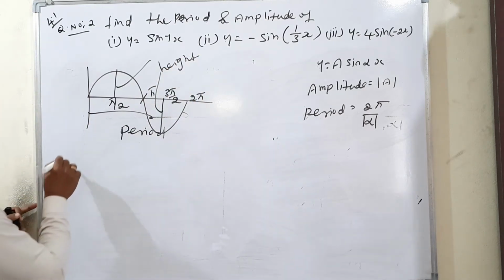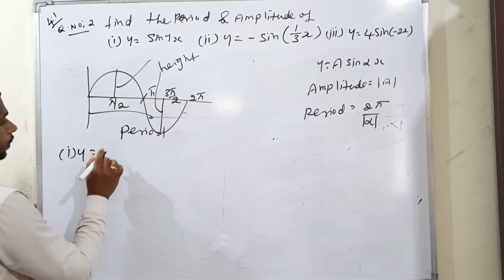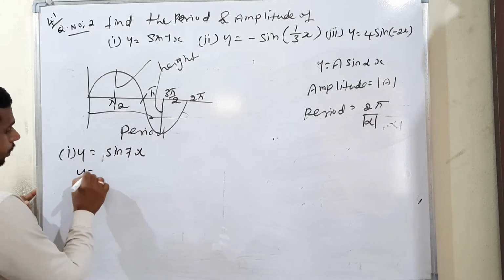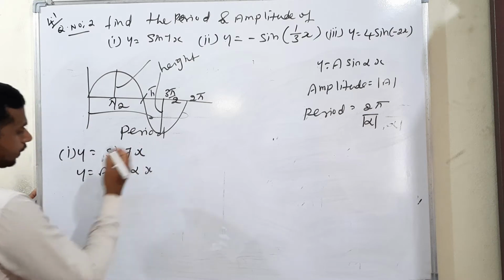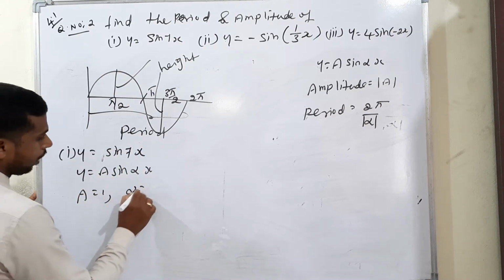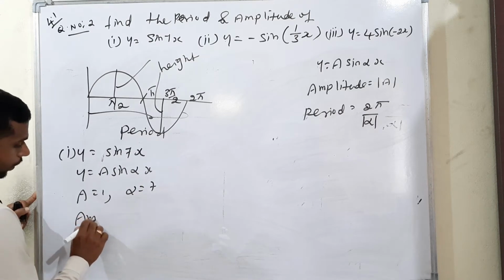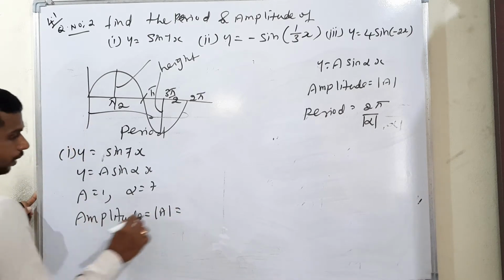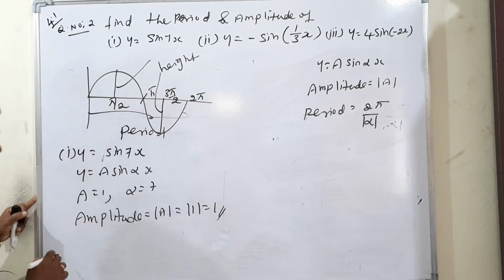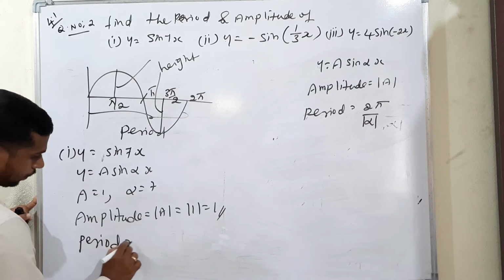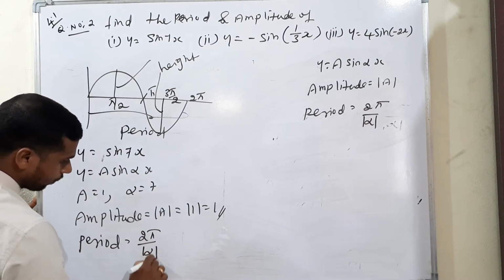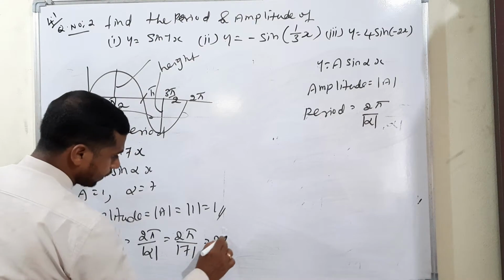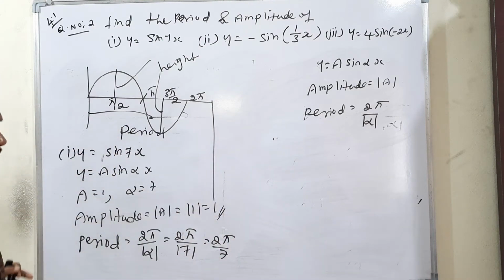Moving to subdivision 1, y is equal to sin 7x. Comparing with y is equal to a sin alpha x, a is equal to 1 and alpha is equal to 7. First we find the amplitude, which is the modulus of a, so the answer is 1. Then the period is 2 pi by modulus of alpha, that is 2 pi by 7. This is the subdivision 1 answer.